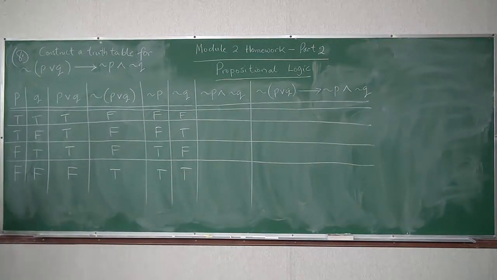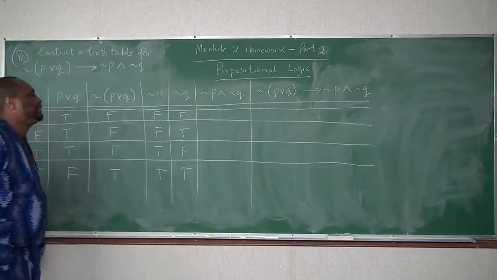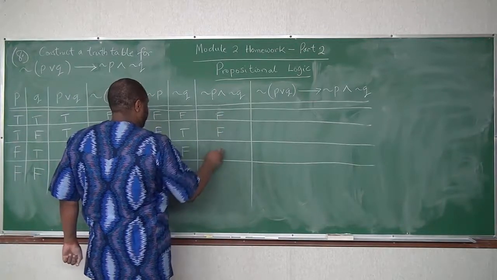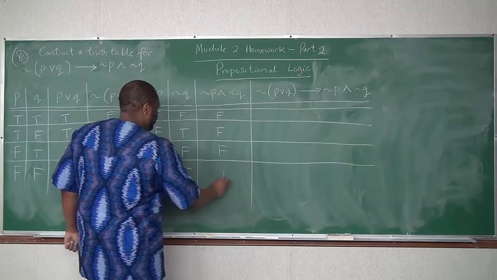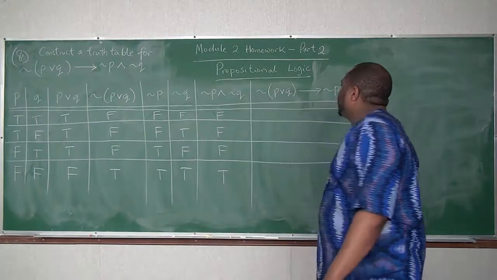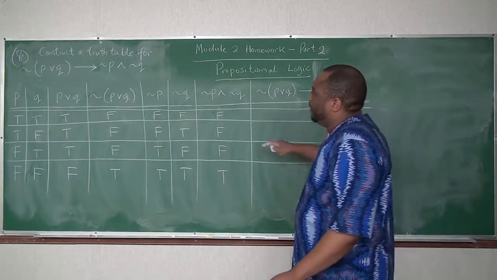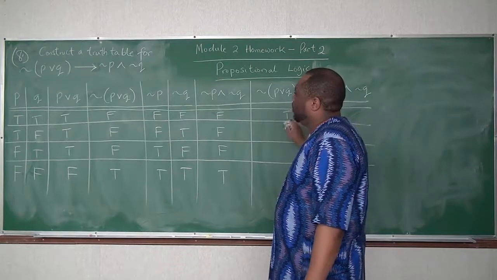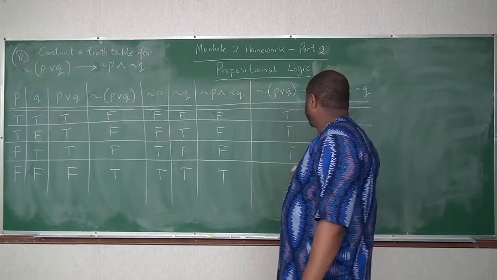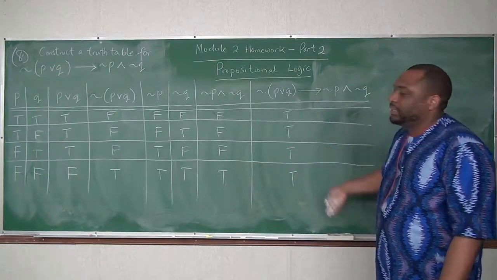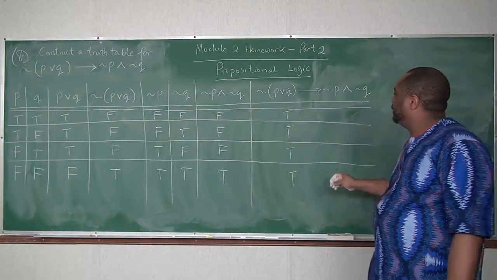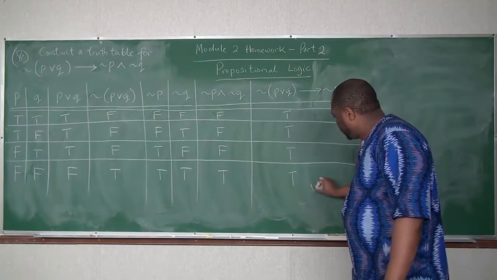Not P and not Q, the conjunction: false and false is false, false and true is false, true and false is false, true and true is true. Okay, the conditional statement: false implies false is true, false implies false is true, false implies false is true. True implies true is true. So the truth values are all true. Okay? So this is a tautology.